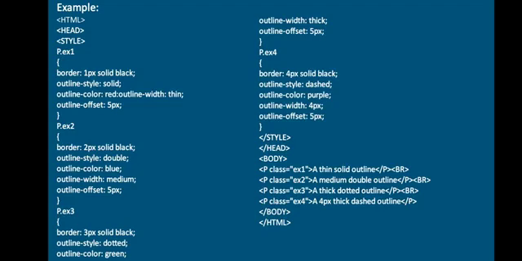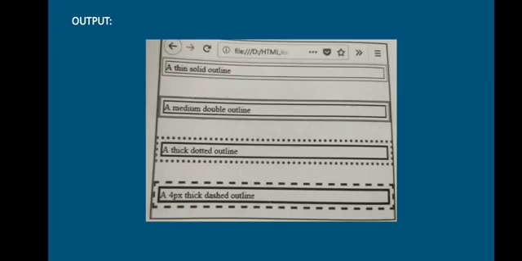Now let us see how the output will be. This figure shows us the output. As it's a screenshot, you can see all the outlines are in black color, but when you run this program on the system, each outline will be in the specified color. The first block has a thin solid outline, the second paragraph has a medium double outline, the third paragraph has a thick dotted outline, and the fourth paragraph has a 4 pixels thick dashed outline. So this is about the outline properties.